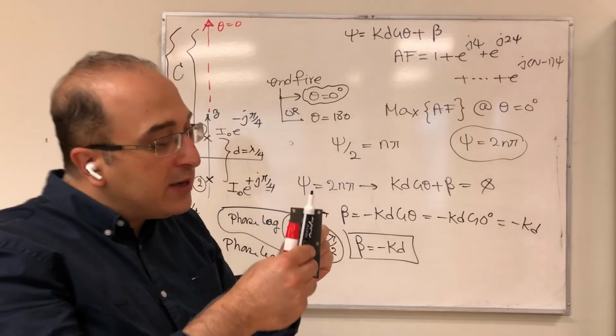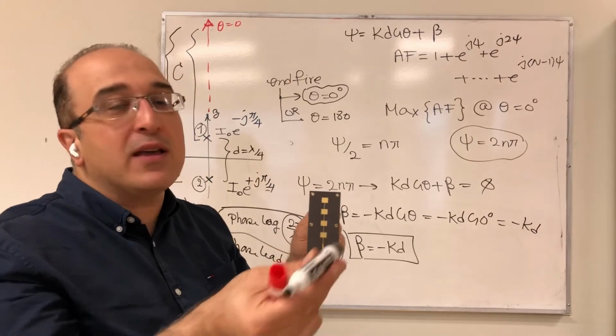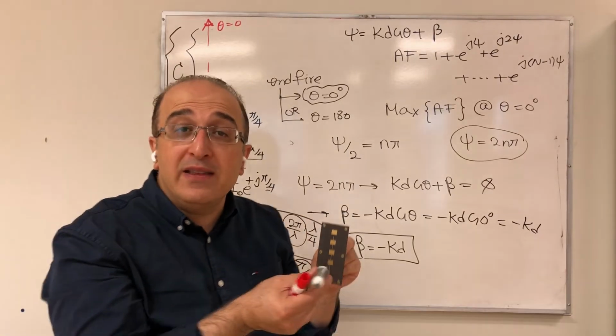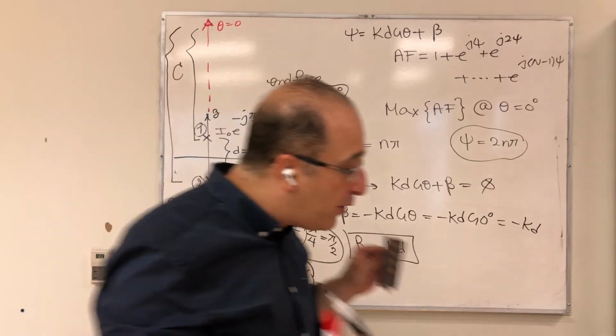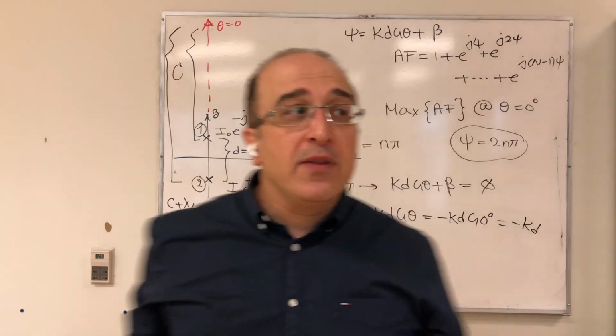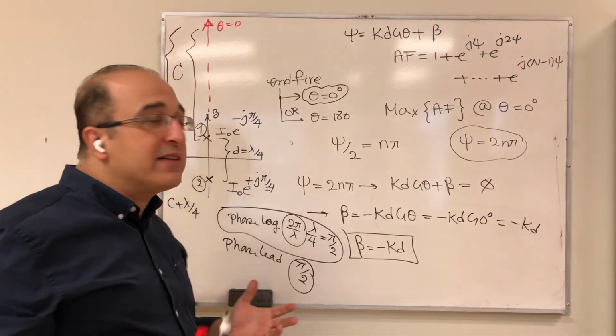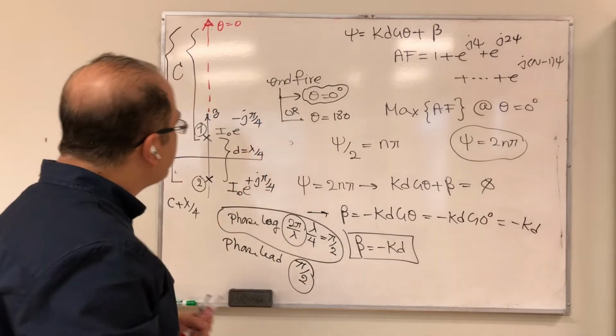But how do you know that this is your maximum, I agree, but how do you know you don't have a maximum at theta equal 90? That would be an undesired maximum, and therefore that's going to be your grating lobe. So you don't want your grating lobes. Therefore, we need to see how we can make sure that there are no grating lobes. So let's figure this out.